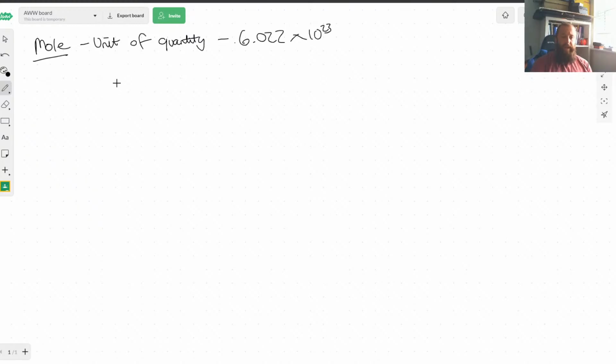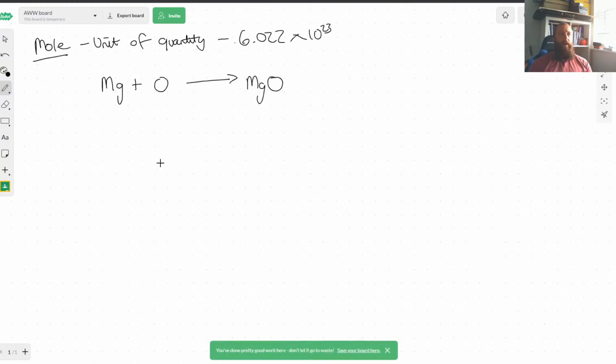and let's just do something fairly simple, such as this. So magnesium plus oxygen forms magnesium oxide. I've gone for this one because it doesn't need balancing. But what we've got is I've got one atom here, I've got one here, and I'm making one molecule. So if I had a mole of magnesium, it would react with a mole of oxygen, and it would produce a mole of magnesium oxide.